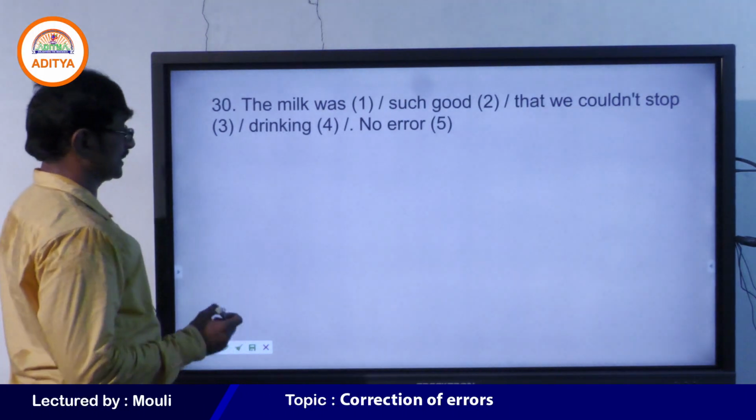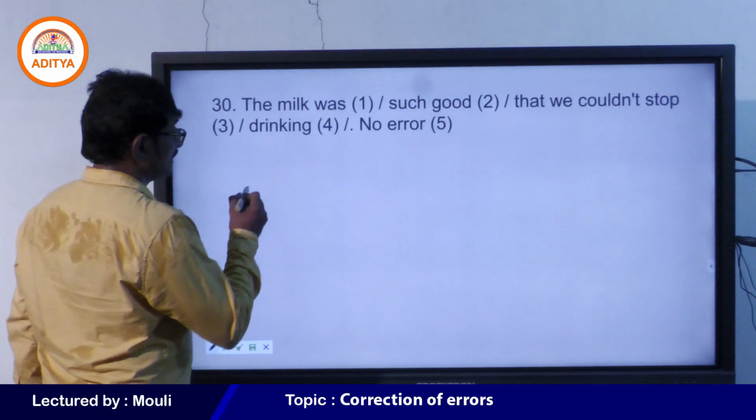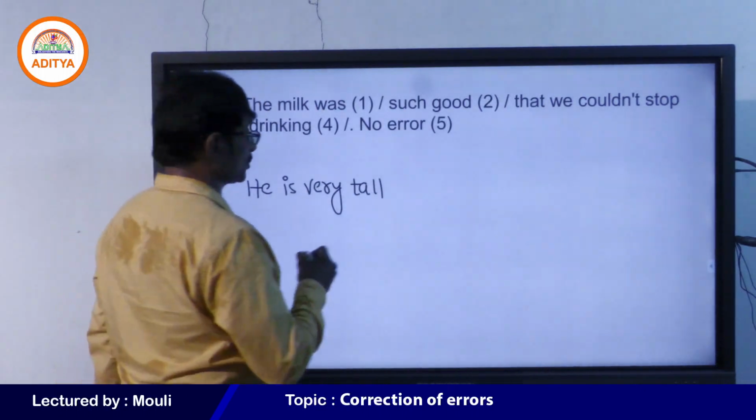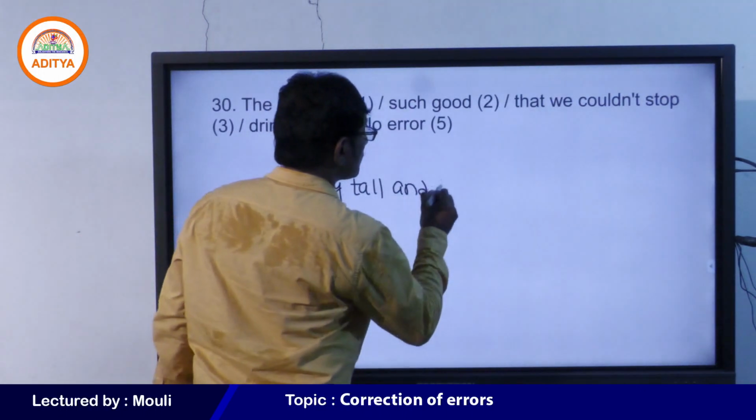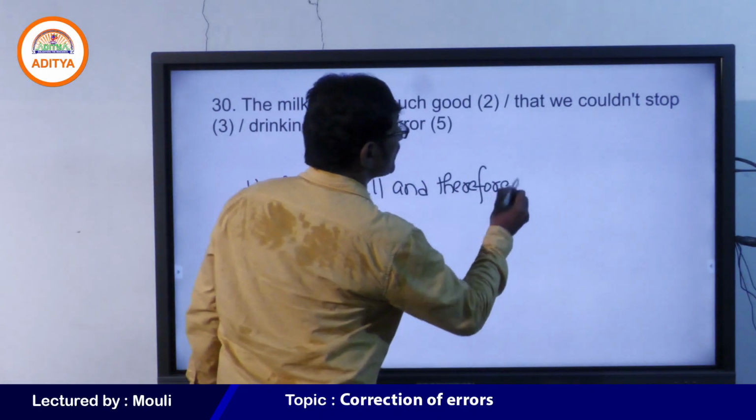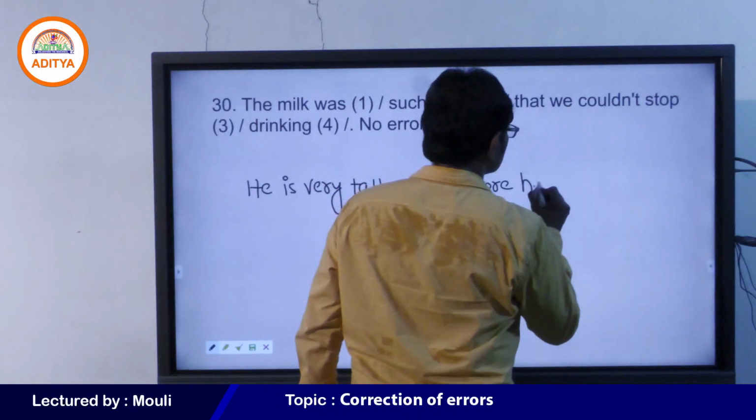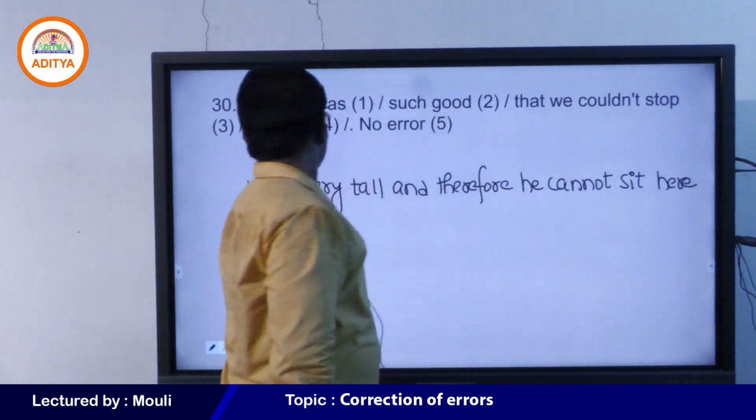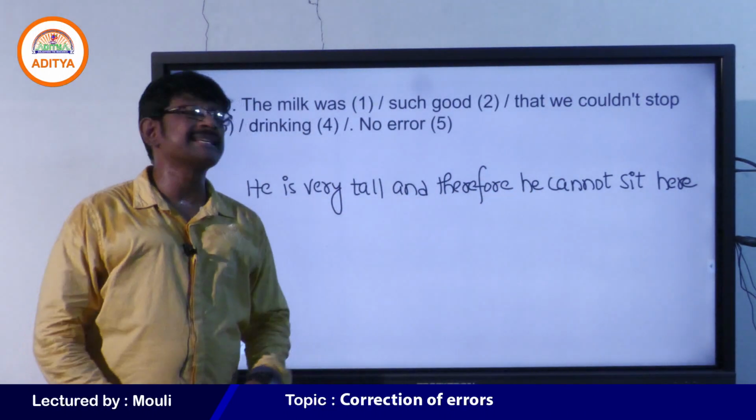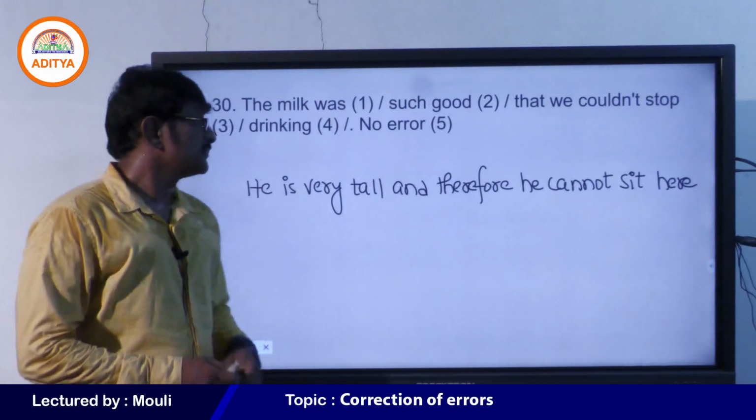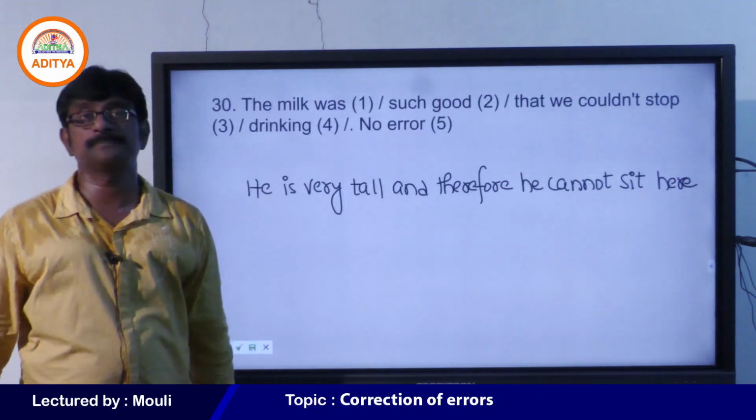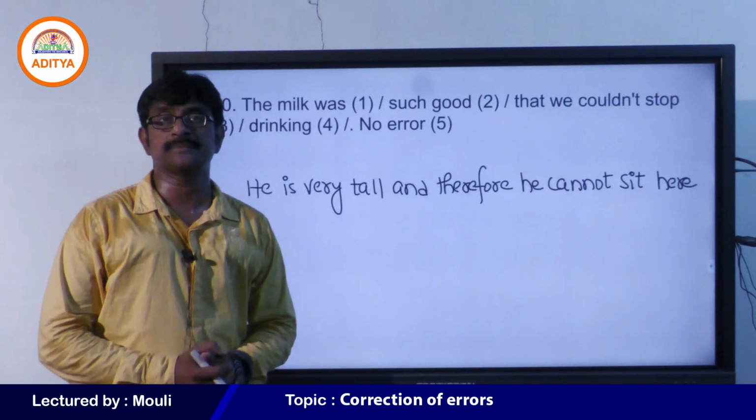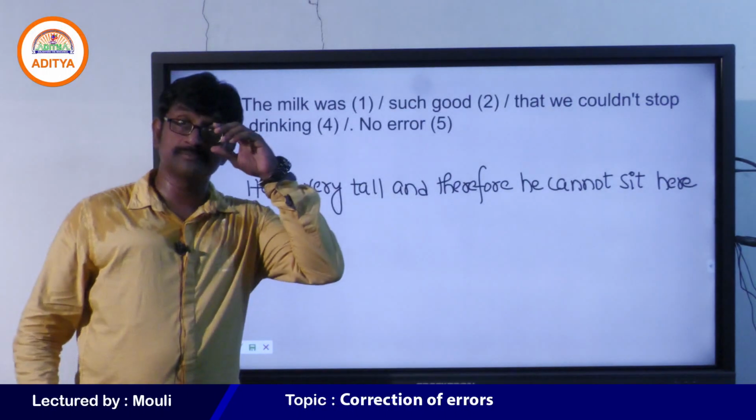First you write on this and we'll go for the next one. Okay, let us take the next one. He is very tall and therefore he cannot sit here. He is very tall and therefore he cannot sit here. That is, he is very tall and therefore he cannot sit here.